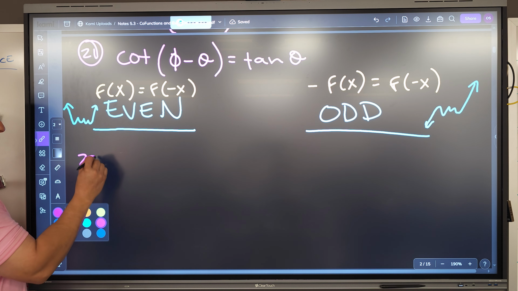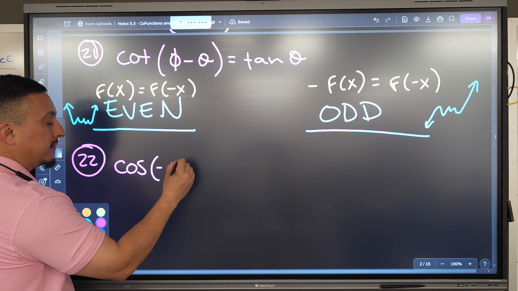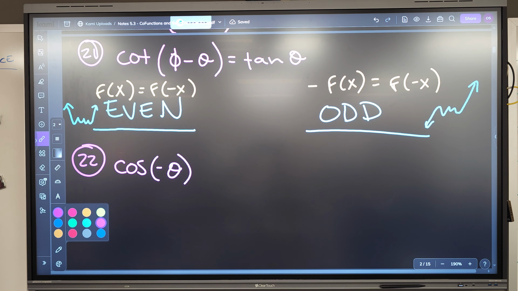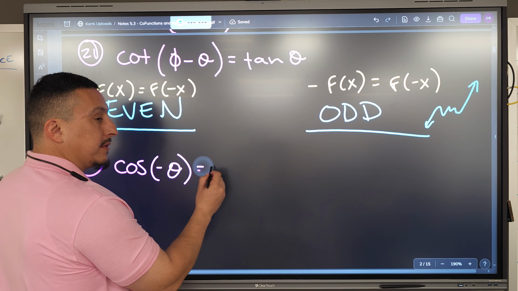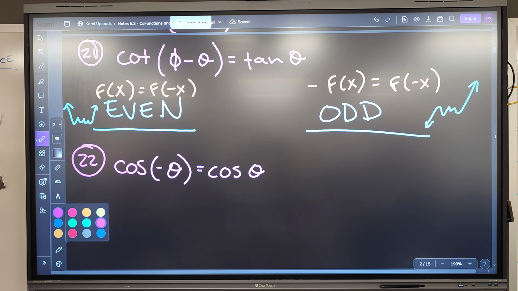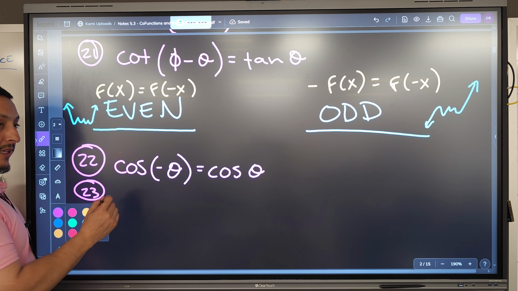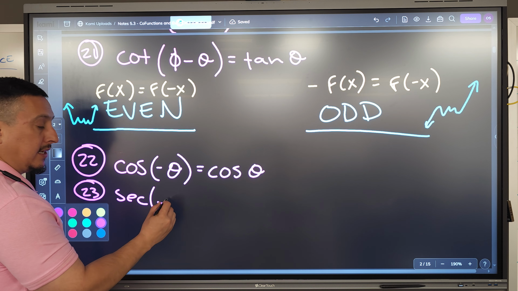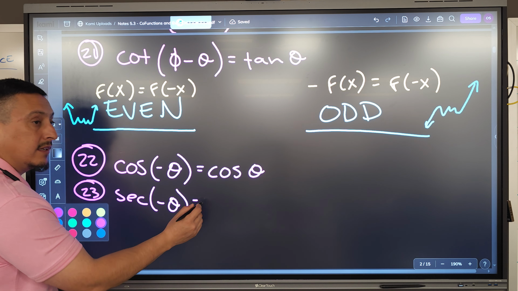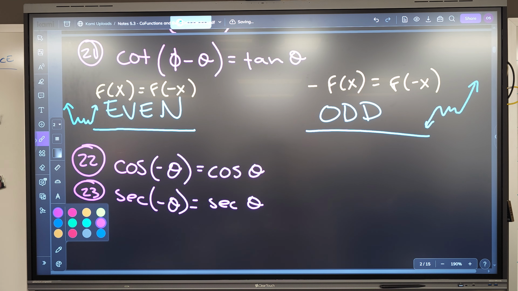So 22 says this. The cosine of a negative angle, or like negative x, is the same as the cosine of a positive angle. Okay. Those are even functions. There's only two even functions right now. And then secant of negative theta is the same as secant of positive theta. Because it's even, both of their arms are up, right? It's positive.